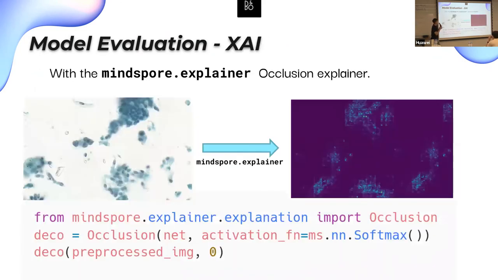So the next thing is I want to talk about the XAI. As you can see just now, we will use the area under the curve of the ROC curve. As an example I did yesterday, using the occlusion explainer, we can apply this on the image, and then we will get the explainable image here. As an example, you can see at the bottom, I call the occlusion constructor, put in the network, having, let's say, a softmax activation function, and then I put in the previous pre-processed image, and I get an output here, and you can get something like this. So it's very simple. If you complete this, then you will get the gift for the 30 teams.